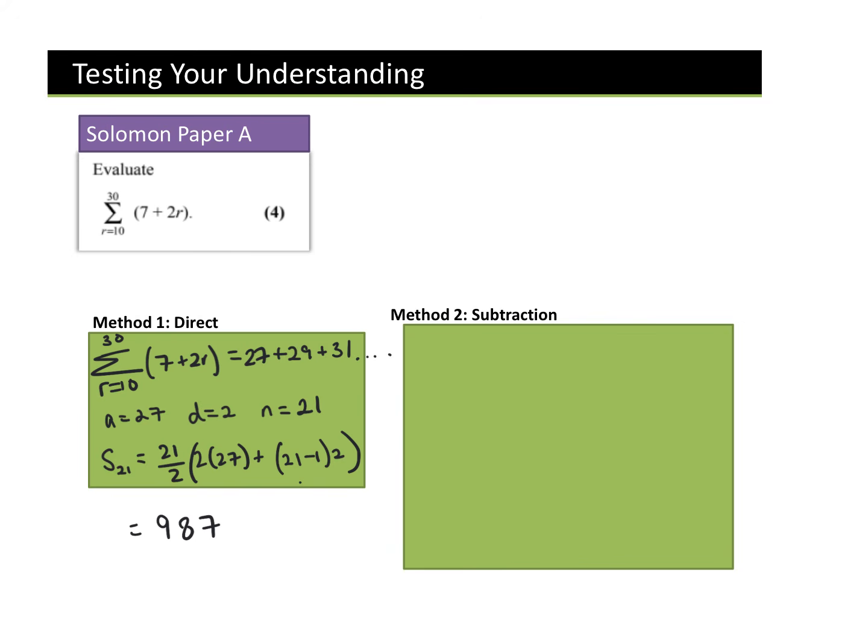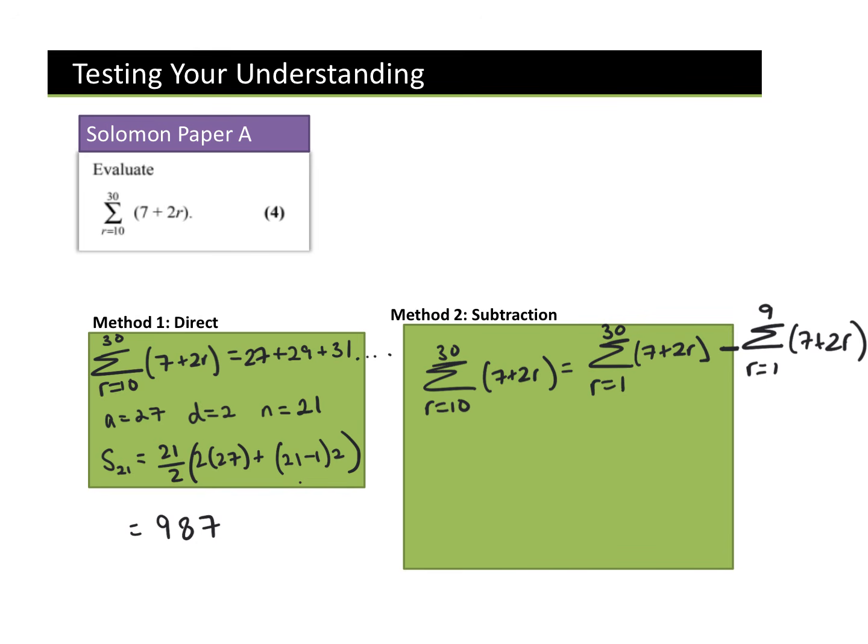Then what we could do is the subtraction method, where we have the sum when R starts at 10 to 30, of 7 plus 2R. This is the same as finding the sum when R equals 1 to 30 of 7 plus 2R, and taking away the sum when R equals 1, and this time, because we want 10 to be the next one, to 9, of 7 plus 2R. Okay, and then you're able to work that out, and you should get the exact same answer.